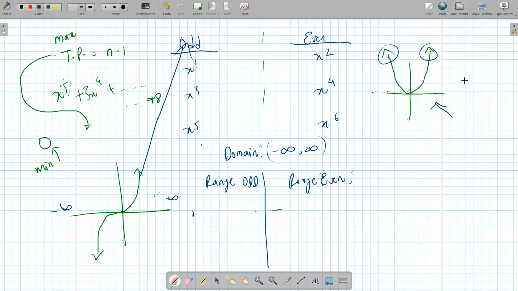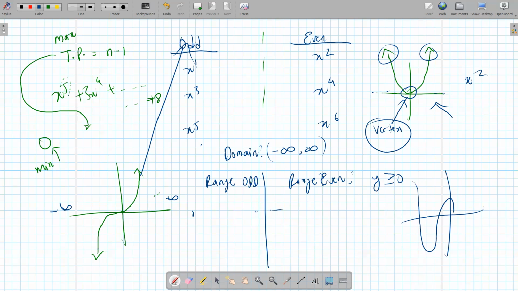0, right? Because this is x squared. So the range for an even function depends on the vertex, okay? The range for even, in this case, is going to be y is greater than 0.